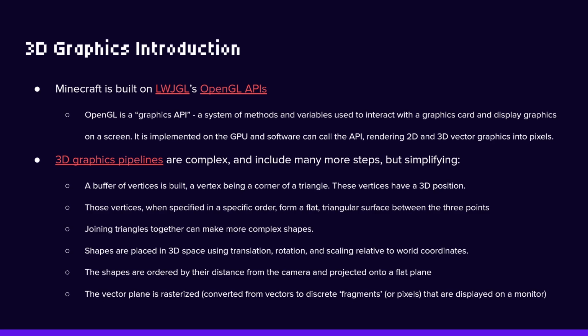And then you take those vectors, because they're just basically numbers at this point, and then you rasterize them, which is the process of converting them into distinct fragments, or in this case, pixels, that are then displayed on a monitor.